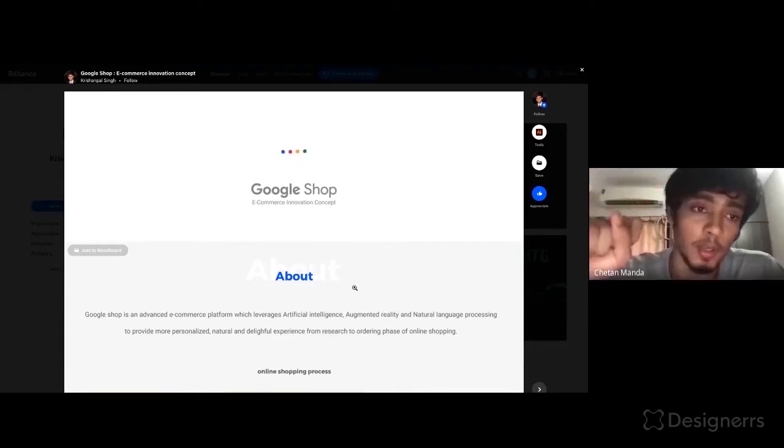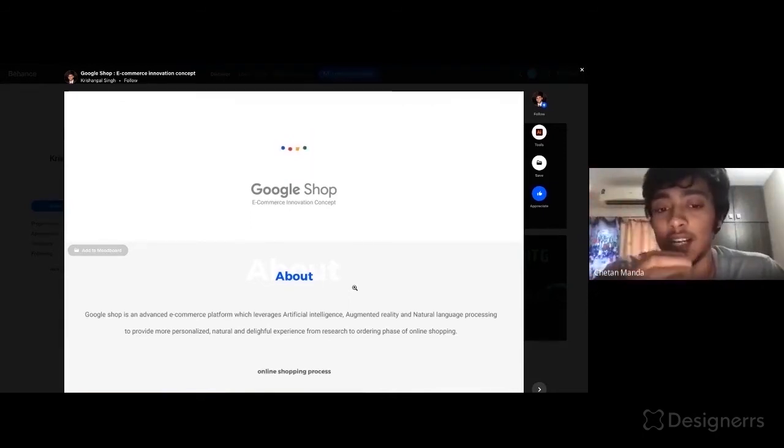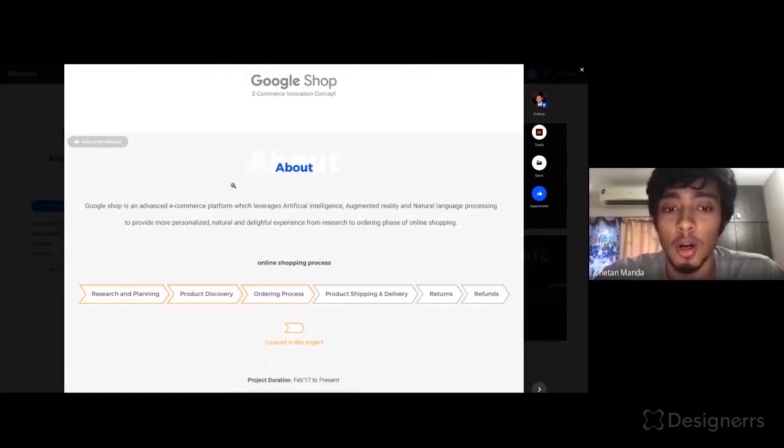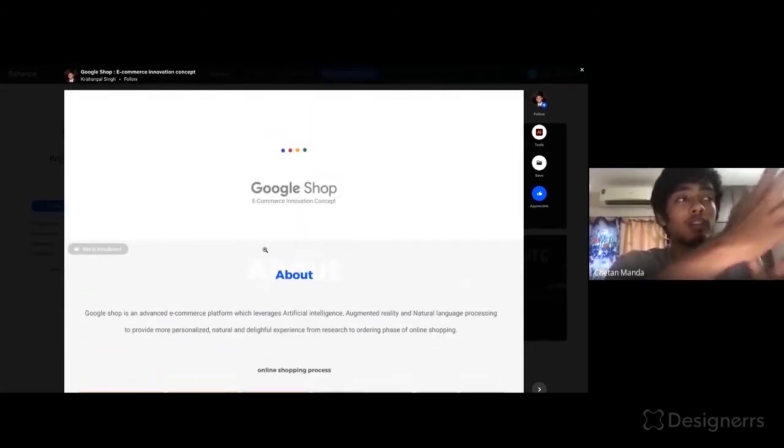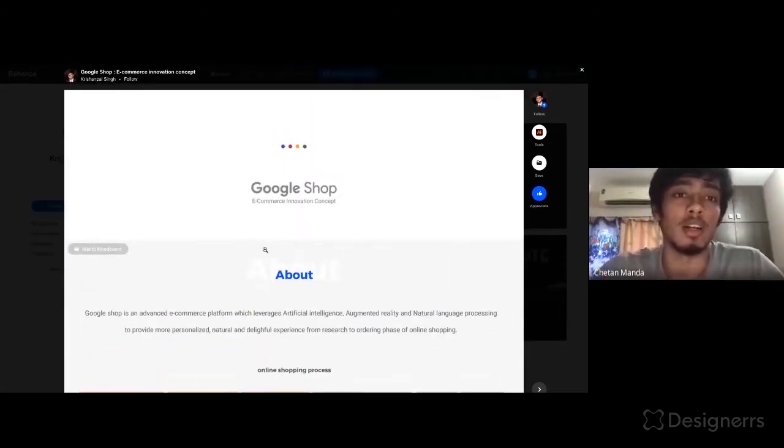For those of you who have figured out a problem and want to put it into a UX case study, it's a good idea to look at others' portfolios and see what tools they've used and how they portrayed it. And whatever works for you, you take inspiration from that and put it out into your own portfolio.